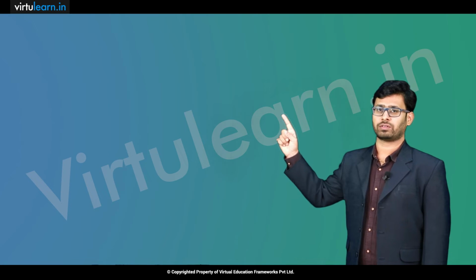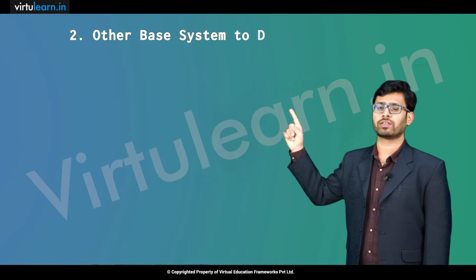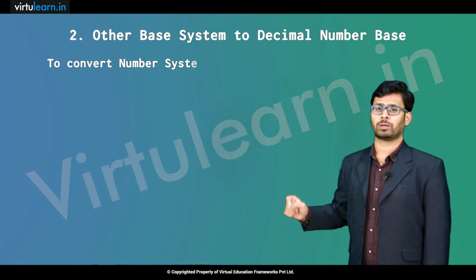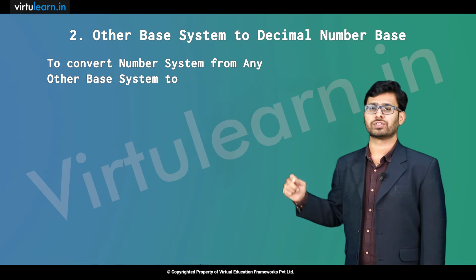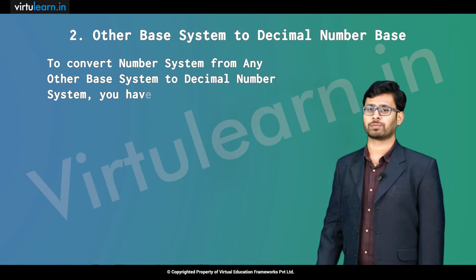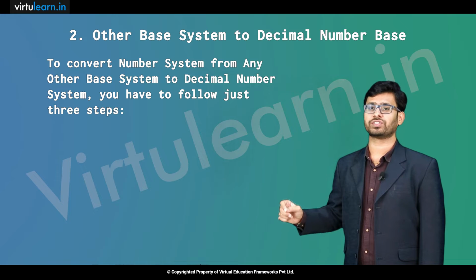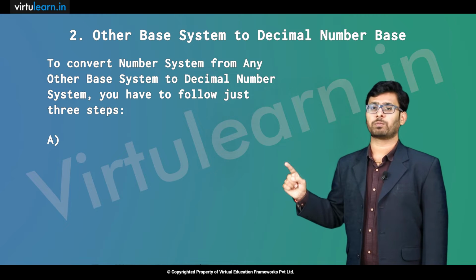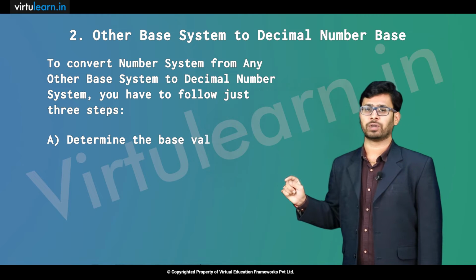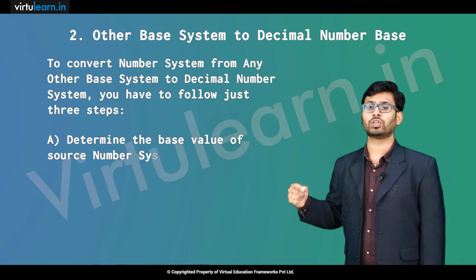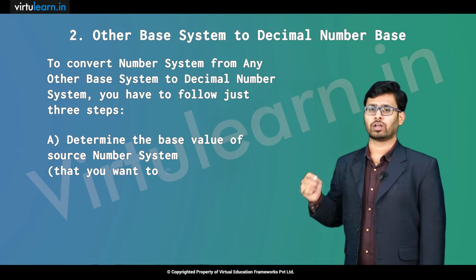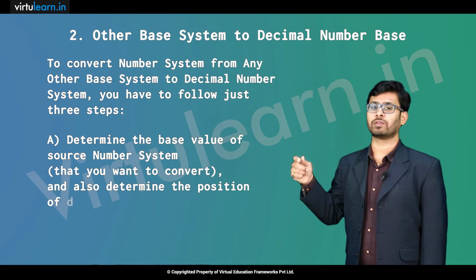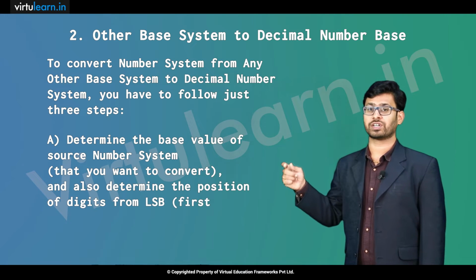Next, the second one is other base system to decimal number. To convert a number from any other base system to the decimal number system, you have to follow just 3 steps. The first step is to determine the base value of the source number system that you want to convert, and also determine the position of bits from the least significant bit. That is, the first digit's position is 0, the second digit's position is 1, and so on.